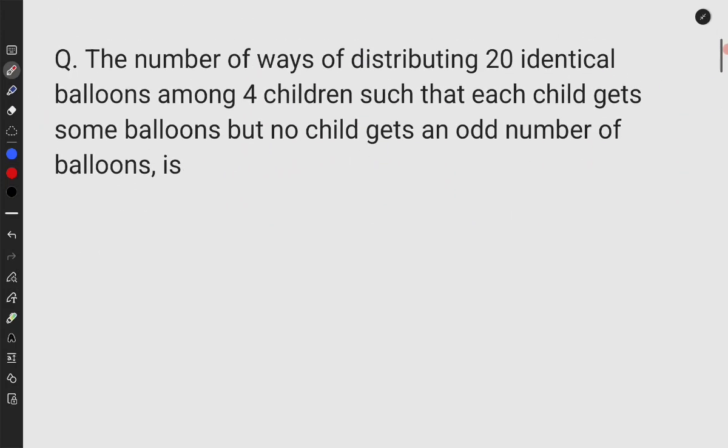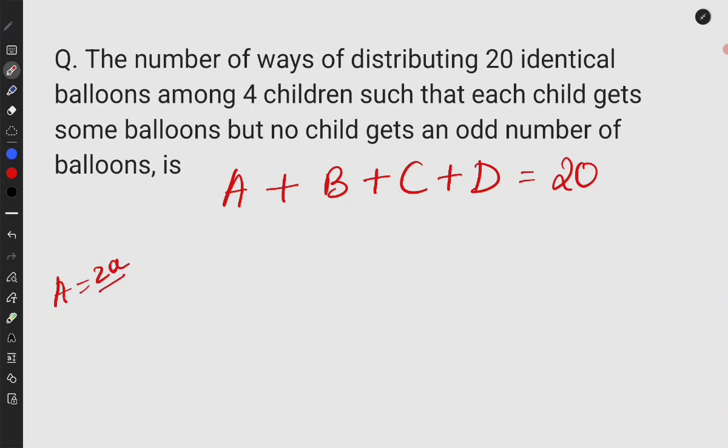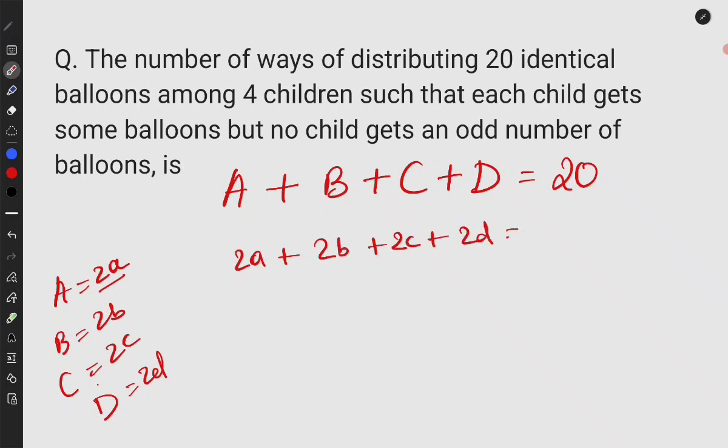The number of ways of distributing 20 identical balloons among 4 children such that each child gets some balloons but no child gets an odd number of balloons. So there are 4 children, A, B, C, D. Among these children 20 identical balloons would be distributed and each child will get an even number of balloons, because they are saying no child gets an odd number of balloons. So let's say A equals 2A, every child gets an even number of balloons. So B, let's say 2B, C equals 2C and D equals 2D. So we'll just replace them: 2A plus 2B plus 2C plus 2D is equal to 20.